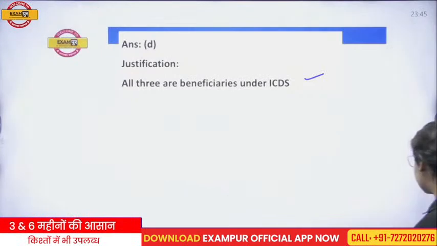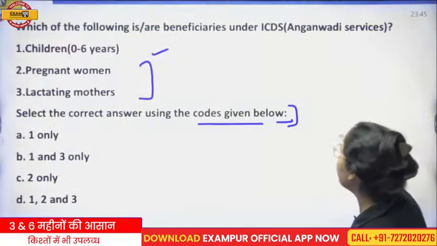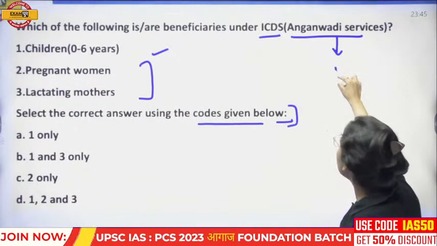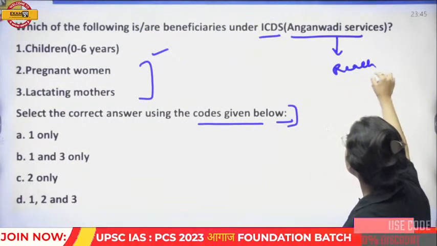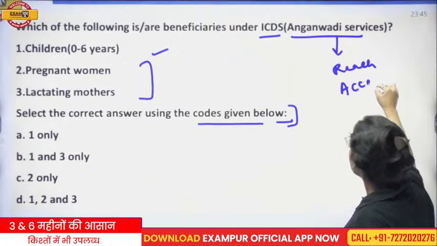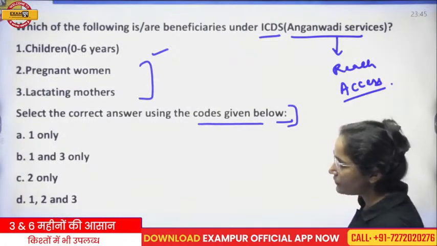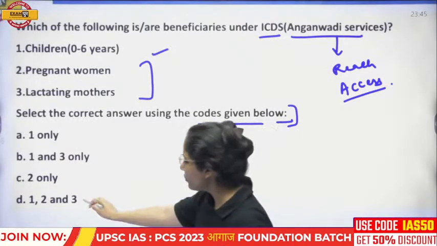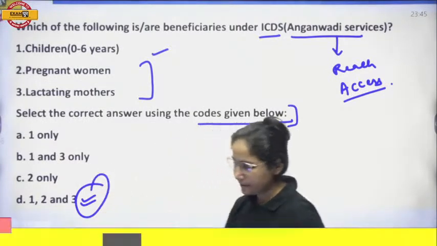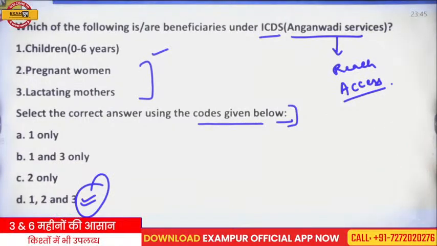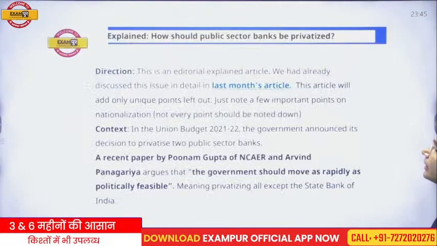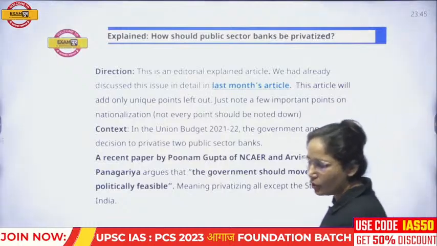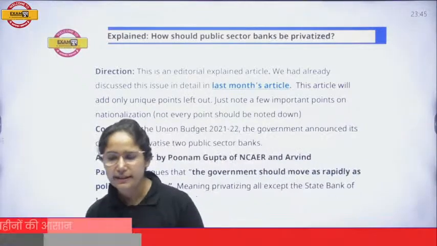Okay, so this kind of question could be asked in the ICDS, Anganwadi services. The main objective is to reach out to the people, to spread, to have access. Children, pregnant women and lactating women, all three are part. So D would be the correct answer.